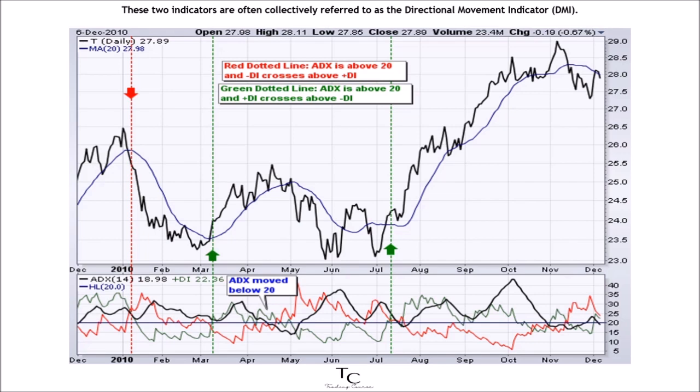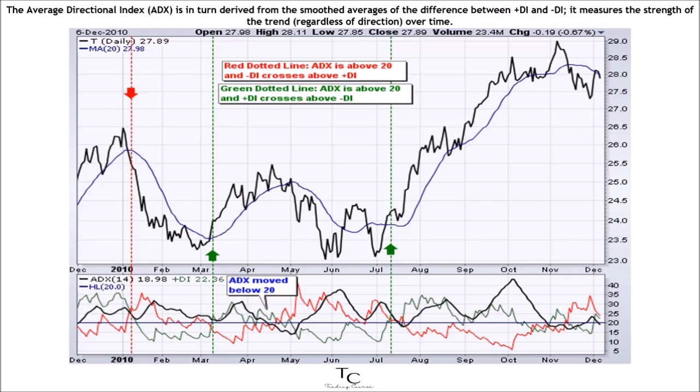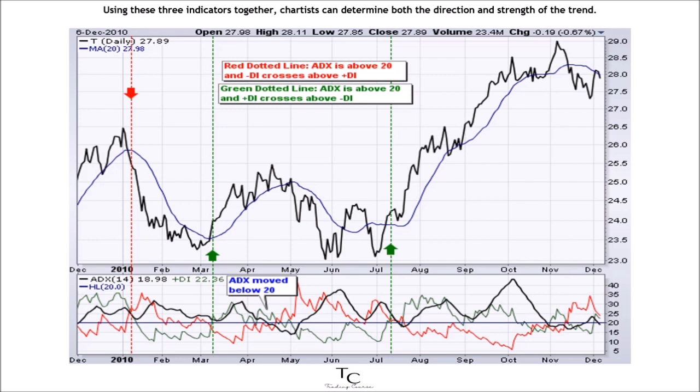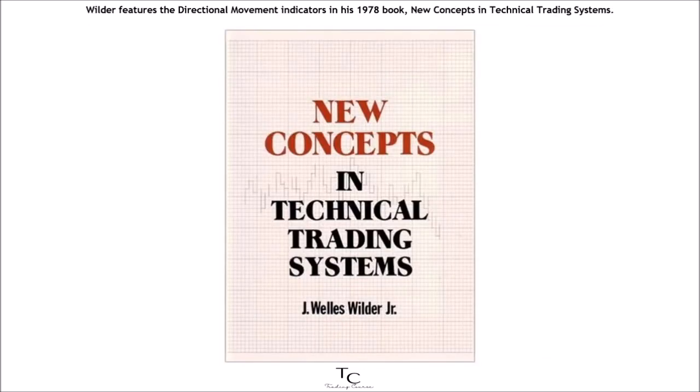These two indicators are often collectively referred to as the directional movement indicator, DMI. The average directional index, ADX, is in turn derived from the smoothed averages of the difference between plus DI and minus DI. It measures the strength of the trend, regardless of direction, over time. Using these three indicators together, chartists can determine both the direction and strength of the trend.